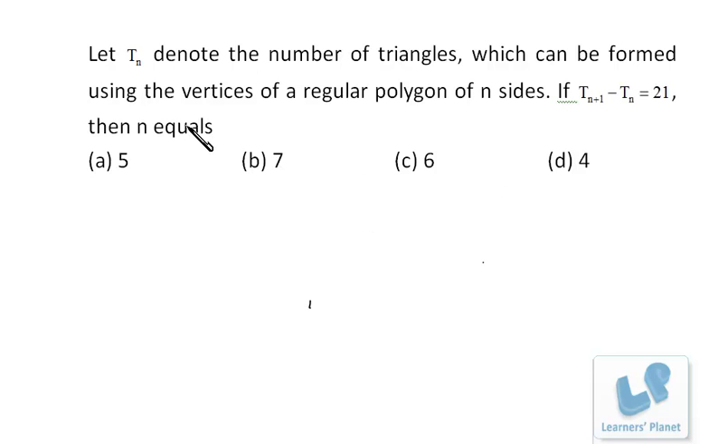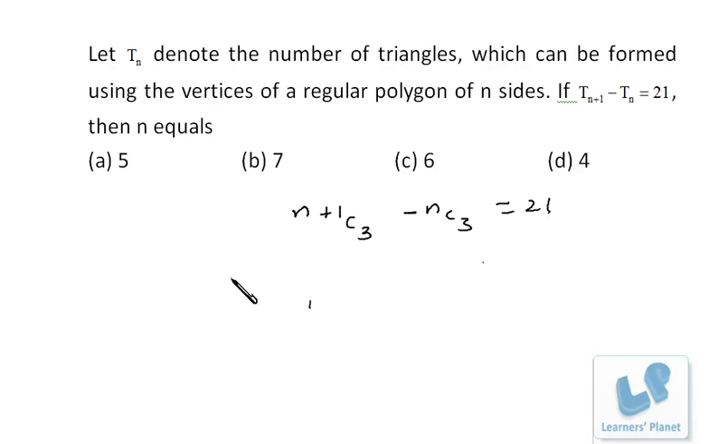Now let's fill in the value in the given relation. If n plus 1 sides are there, we will be getting n plus 1 C3 triangles, minus nC3, that is 21. Now we have to solve this equation. There are two ways: either we solve the equation, which will form a quadratic equation, or we can put the values from the options and get the answer, right? So I will discuss both the methods.